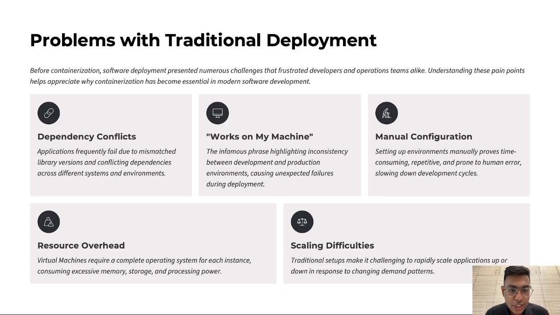Before containerization, developers faced many problems. Applications often failed due to dependency conflicts between systems. There was also the common issue of "works on my machine," where code runs in the development phase but fails in the production phase. Manual setup was time consuming, and virtual machines consumed a lot of system resources. Scaling applications was also difficult in traditional setup.